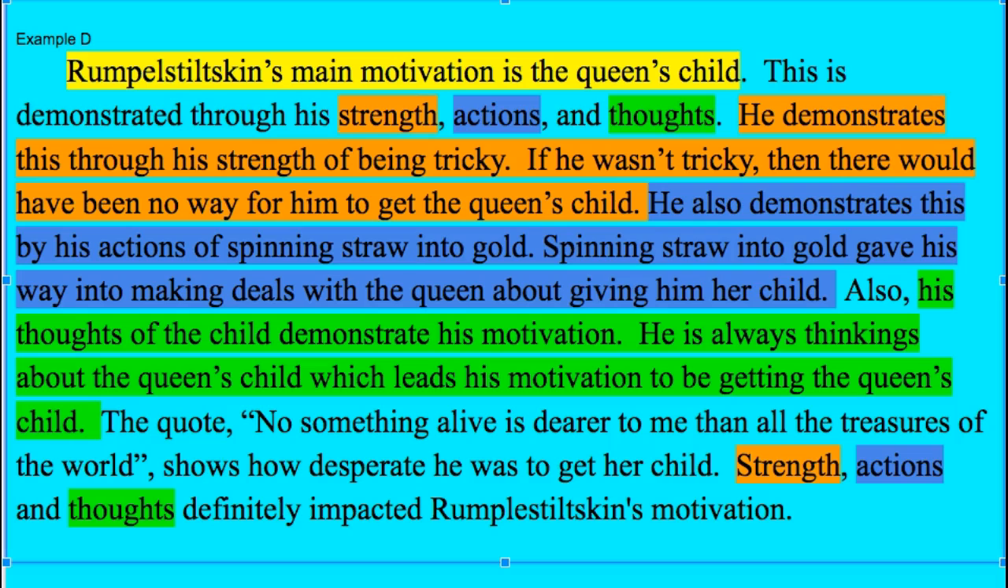Here we go again. Also, his thoughts of the child demonstrate his motivation. He is always thinking about the queen's child, which leads his motivation to be getting the queen's child. Pause. That sentence is a little redundant and could use some revision. And there's also a spelling error. But when it comes to supporting the opinion statement, it's right on. Again, this author talks about the fact that this Rumpelstiltskin is only thinking about the queen's child.